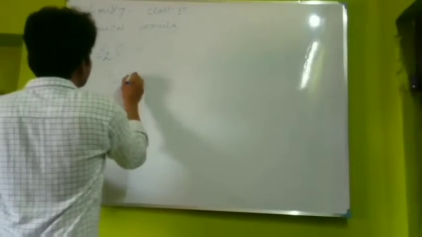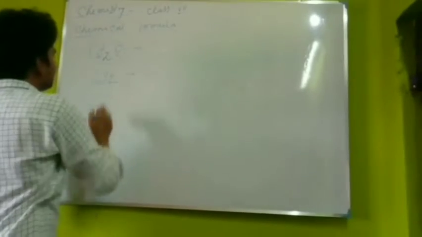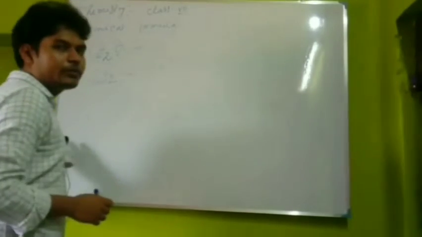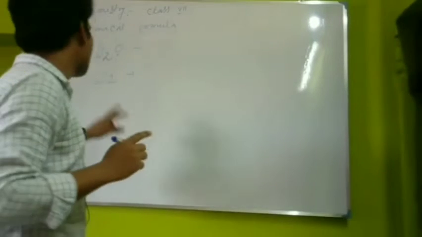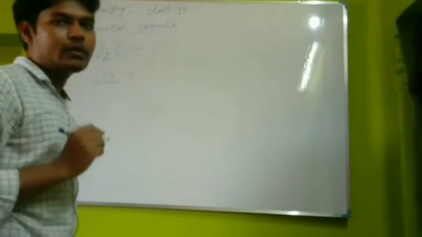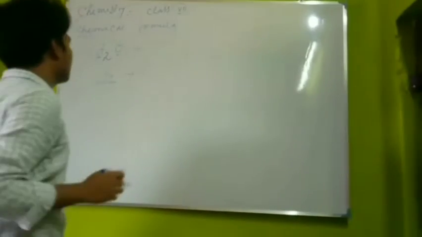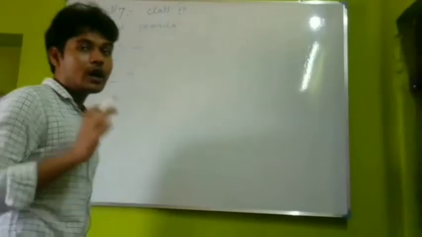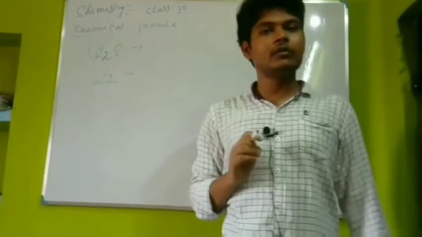CO2 is the chemical formula of carbon dioxide. From this we get the information that one molecule of carbon dioxide is made up of 1 atom of carbon and 2 atoms of oxygen. So all of these are chemical formulas. Now my question is how to write down the chemical formula.